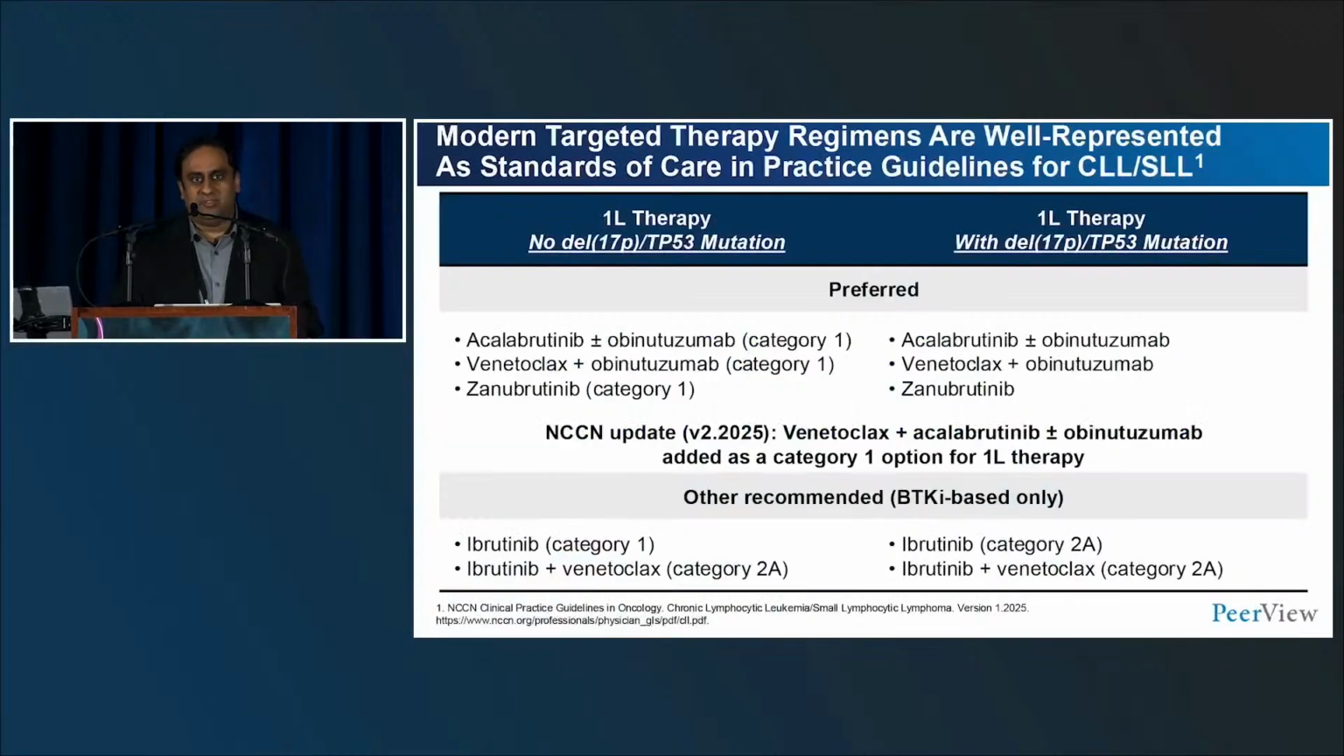And with that, I'm just going to give a quick introduction. We're going to be focusing on CLL and mantle cell today. And so I just want to give a quick outline of what that landscape looks like.